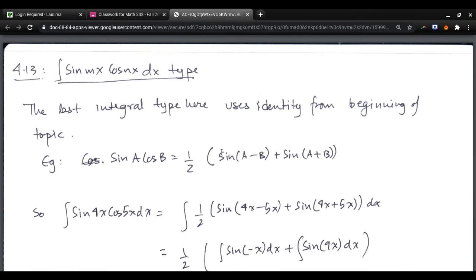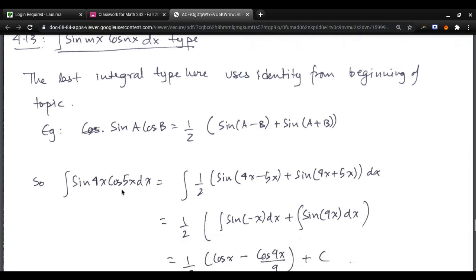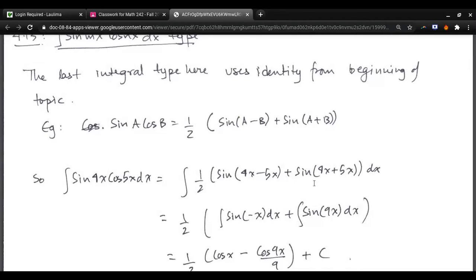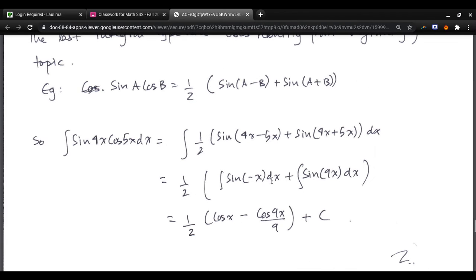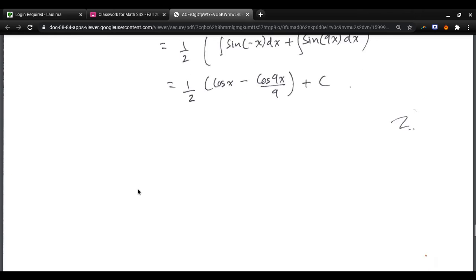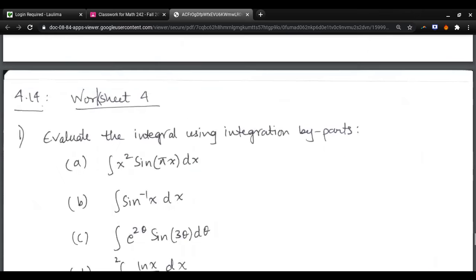Lastly, the last integral uses an identity from the beginning, which was given to you as a bonus problem. So if you ever find sine mx times cosine nx, just recall these; in this case m and n are not powers but coefficients of x. You express them as sums of sine or cosine integrals, which are easy to find. And that's it.